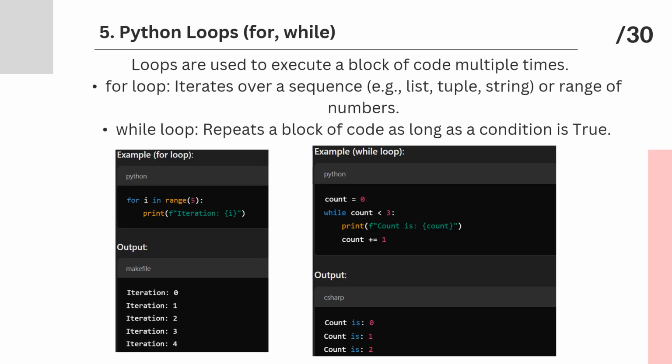Python loops: for loop and while loop. Loops are used to execute a block of code multiple times. A for loop iterates over a sequence, that is a list, tuple, string, or range of numbers. A while loop repeats a block of code as long as the condition is true. So this is the basic example of a for loop, and this is the example of a while loop, and this is the output of this.